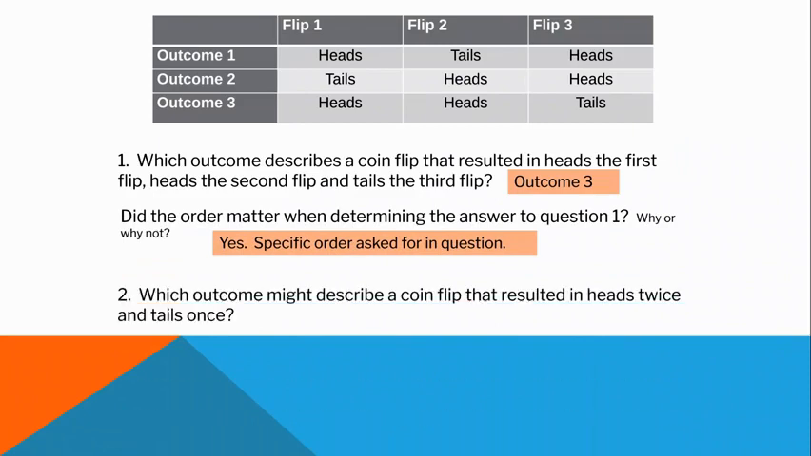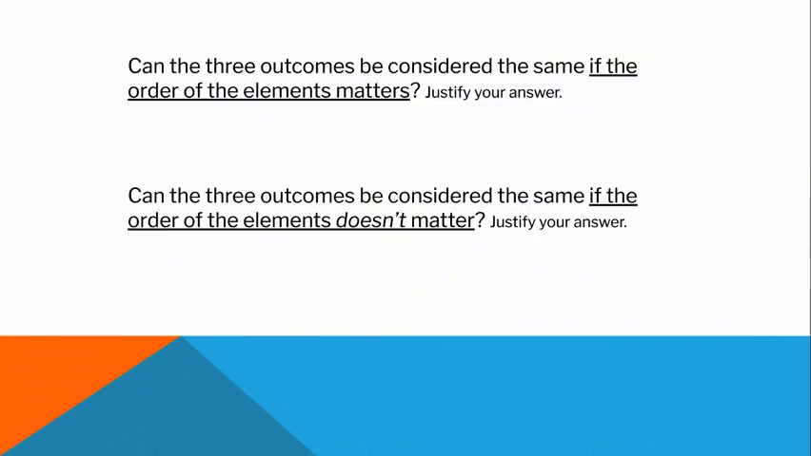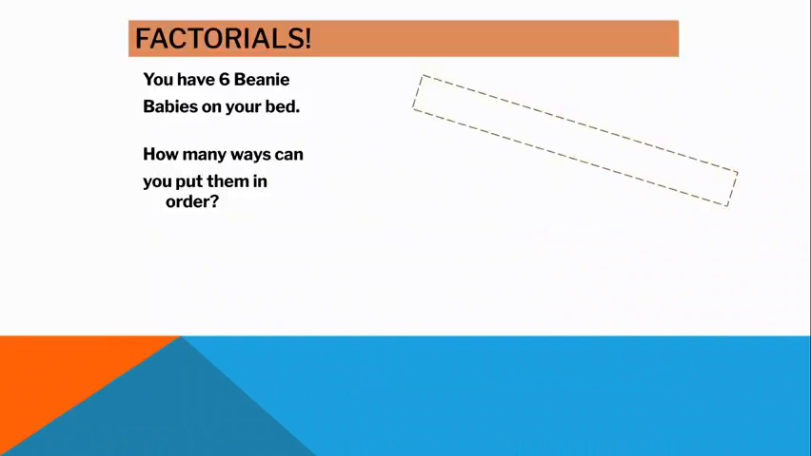Which outcome might describe a coin flip that resulted in heads twice and tails once? Wasn't that all 3 of them? Did order matter? No, we just wanted 2 heads and 1 tails. Can the 3 outcomes be considered the same if the order of the elements matters? Okay, if the order matters, those were 3 totally different outcomes. What if the order doesn't matter? Well, then they were all the same, 2 heads and 1 tails.